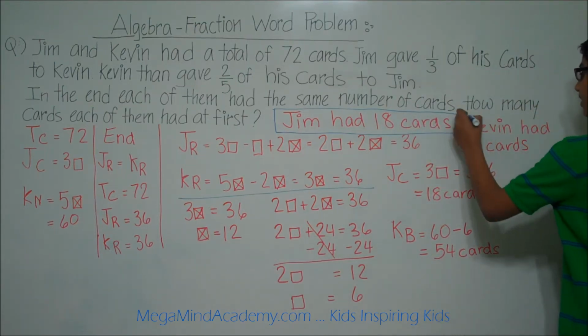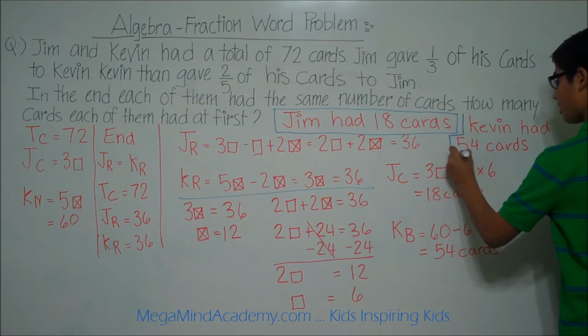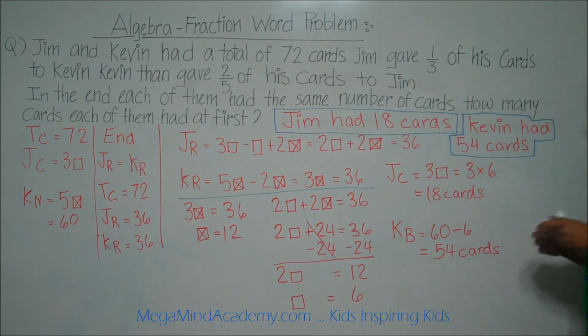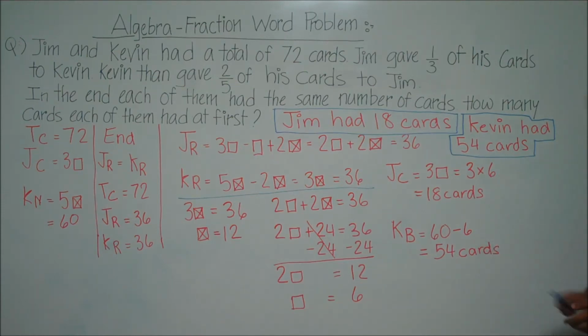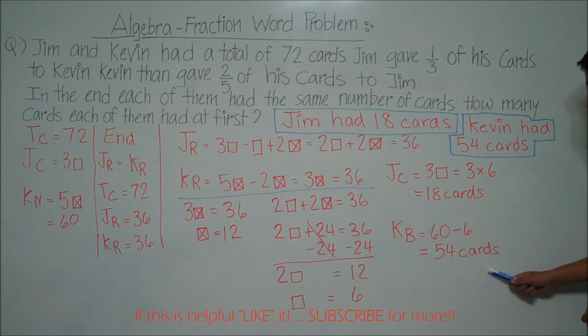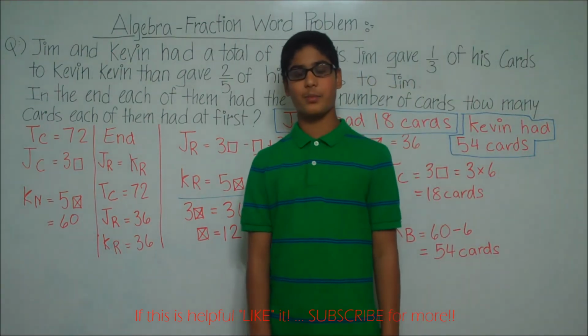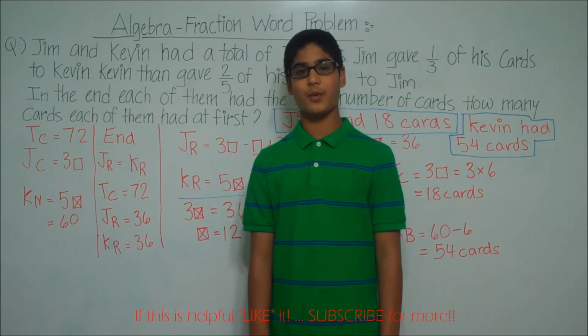So Kevin had 54 cards at first, because after we subtract the 6 cards that he got from Jim from the 60 cards that he had after he got those cards from Jim, we get 54 cards, which is how many cards he had before Jim gave him his cards. So today we learned about algebra, fraction word problem. Thank you for watching this video.